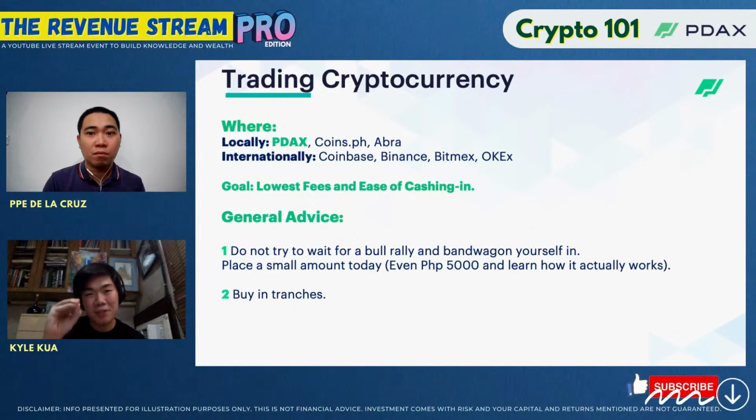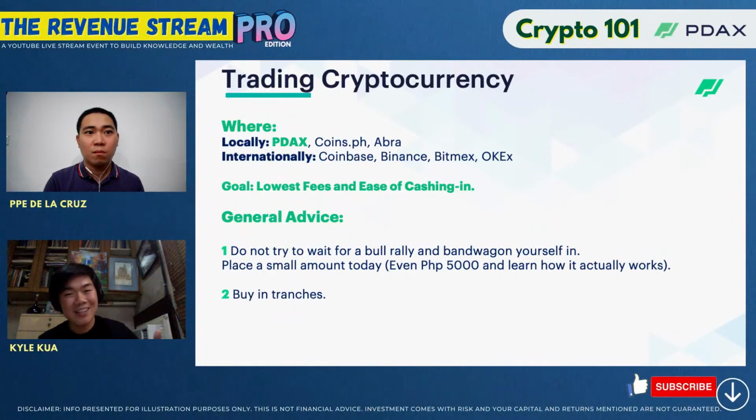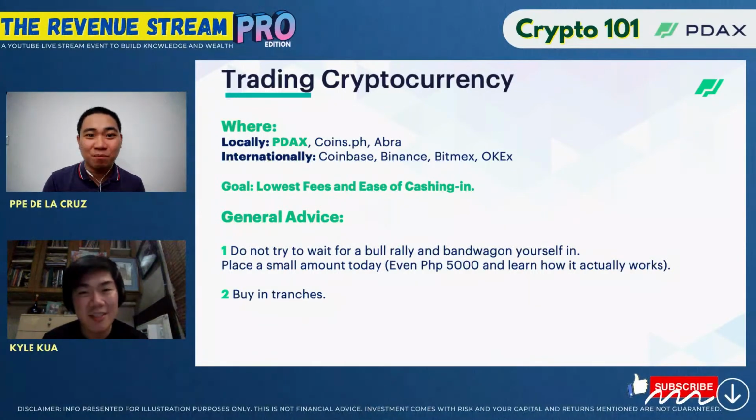And here's my general advice for those looking to trade cryptocurrency now or thinking is now the right time. Should I wait? What should I look for more interest, or should I look for more news before I jump in? So where? Obviously, I'll share where you can, but let me just say that hopefully you choose PDAX. But if you had a goal, this should be your goal: find the lowest fees and the ease of cashing in. How quick, how easy it is to cash in, and what are the lowest fees.